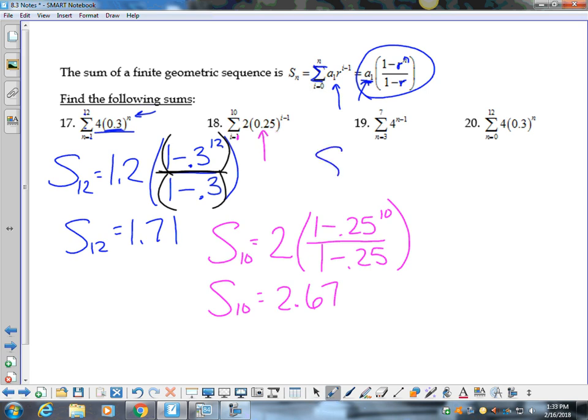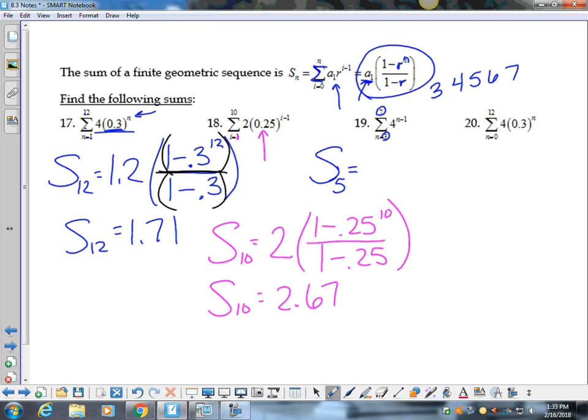Okay, number 19, I'm finding the sum of the first 7 terms. No, I'm not. I am only finding 3, 4, 5, 6, 7. How many terms is that? Because it's not 4. Don't do 7 minus 3. Or if you do 7 minus 3, remember what you have to do. You have to add 1. This is 5 terms.